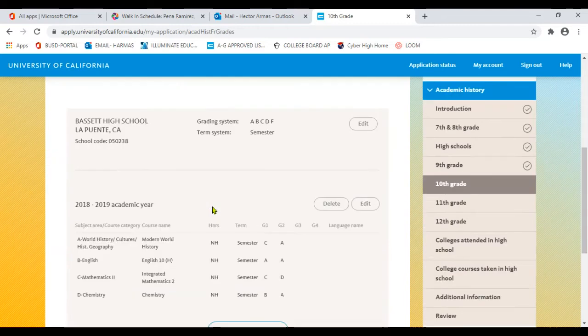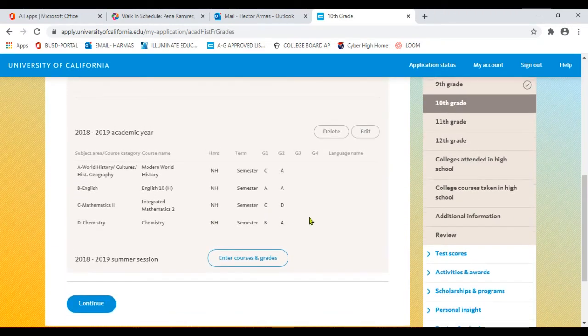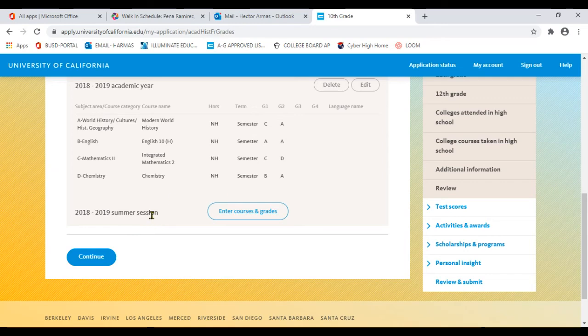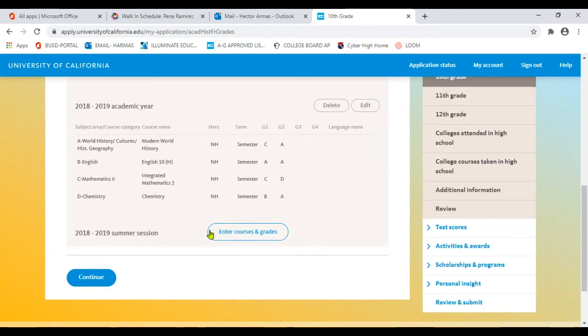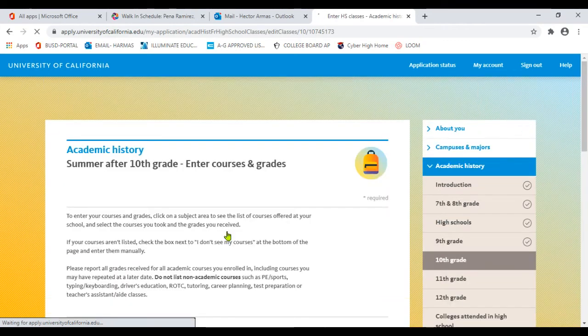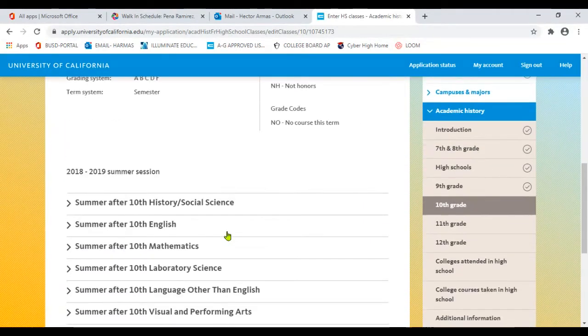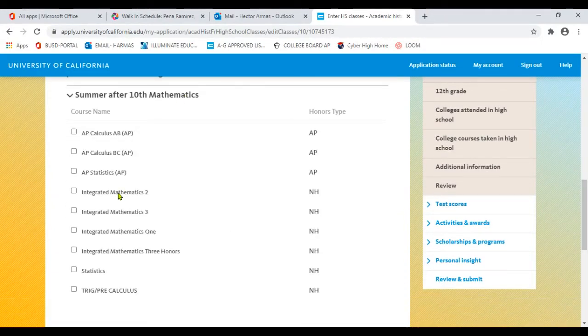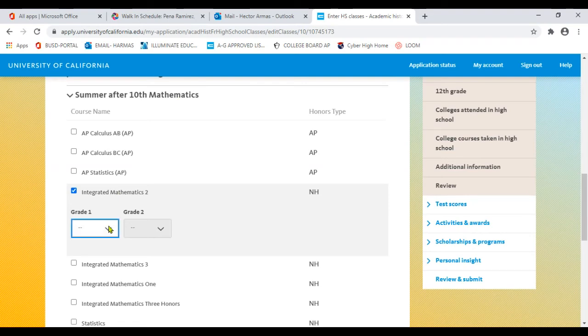Okay, now it's saying that, oh, this is my 10th grade. Okay, so this is where it looks like if you do make an adjustment like I did, the application is set up so that it makes sure that what you did was correct and accurate. So sometimes it asks you the same question twice, and that's what it did for me. So now it says summer school after 10th grade, right? Because this is 10th grade. So I'm gonna put in here enter courses. And I noticed that my math I retook in the summer, and I retook integrated math 2. And I took the whole year again.